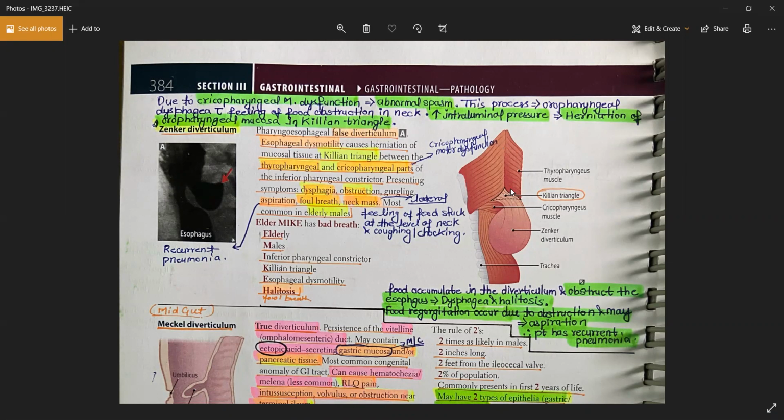The location of the Zenker's diverticulum is in the Killian's triangle, okay, and the triangle is made up by the thyropharyngeus muscle, okay, and the base of the triangle is made by the cricopharyngeus muscle. So whenever you have a dysfunction of the cricopharyngeus muscle, okay, dysphagia will happen, okay, spasms will happen, and as a result, the intraluminal pressure at the Killian's triangle will be increased, okay, and as a result, the outpouching of the mucosa and submucosa will happen, and that can lead to the formation of Zenker's diverticula, right?